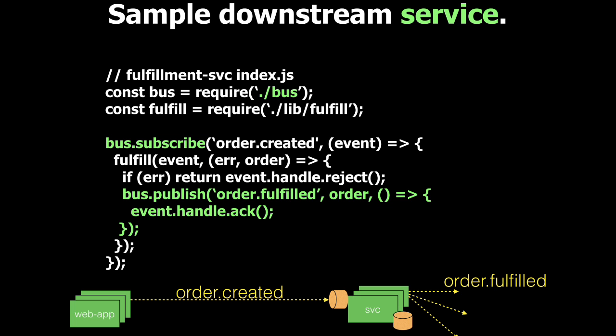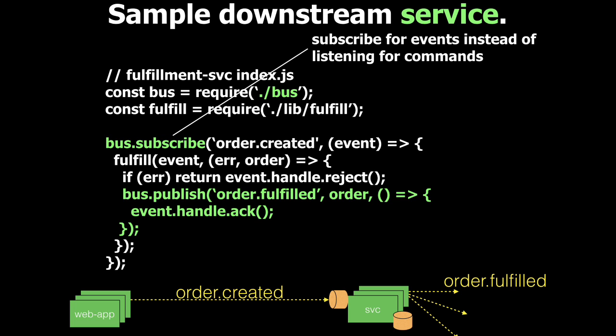All right. So what does a sample downstream service look like? And again, this is the simplest possible one. The only difference here is that we're using subscribe instead of listen. And remember, these are single-purpose microservices that we're building right here. The only purpose of this fulfillment service at the moment is to listen for order.created and do some fulfill logic. So this one just subscribes to order.created, which was emitted from our first service that was told to do something by a command. And it does its fulfill logic, and then again, it either rejects or acks after having published. Right?